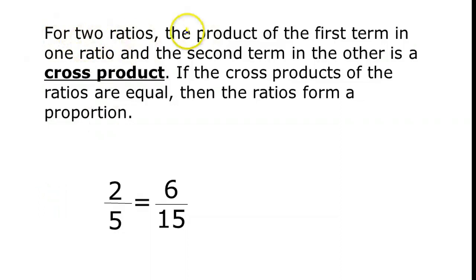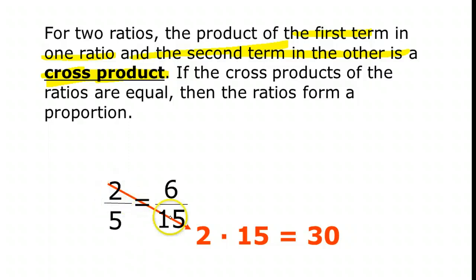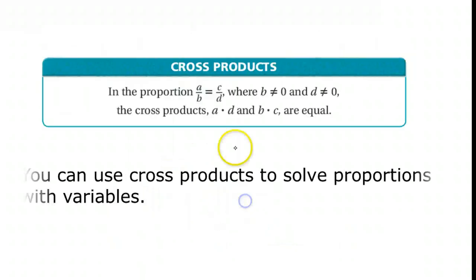For two ratios, the product of the first term in one ratio and the second term in the other ratio will form a cross product. Okay, so what do we mean by this? We saw in the last lesson, if I were to do 6 times 5 or 2 times 15, they should be equal to one another. So here we see 2 times 15 is 30 and 5 times 6 we get 30. So yes, those two ratios have a proportional relationship.